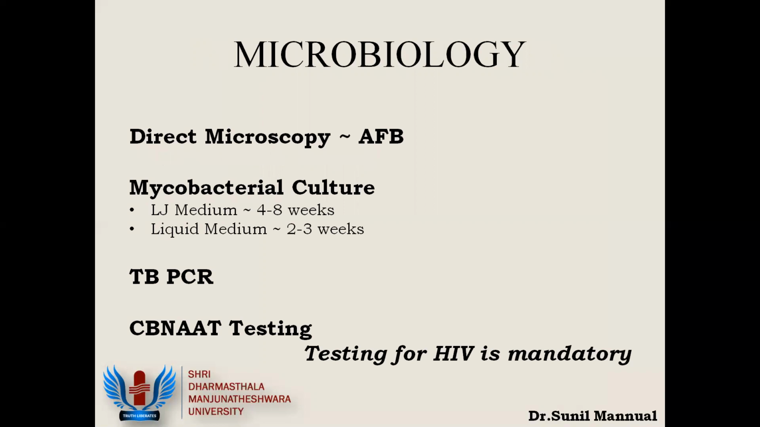So microbiology. Direct microscopy for AFB, acid fast bacilli, is very difficult in the pus or the granulation tissue. In fact, in extrapulmonary tuberculosis, getting bacteria directly in the pus is almost, you can say, impossible. But then culture could be quite useful. The only disadvantage of culture is that you will get the culture reports only after 2 to 3 weeks minimum.